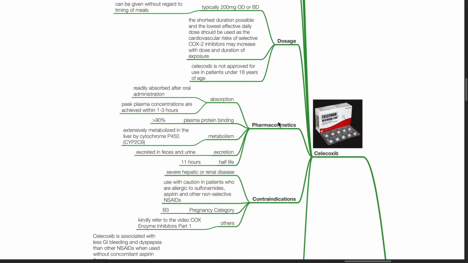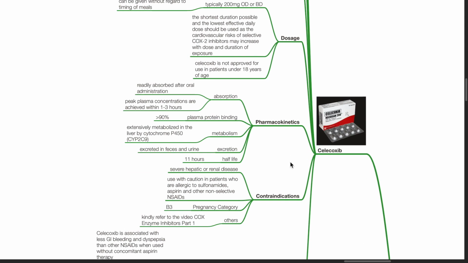Pharmacokinetics. Celecoxib is readily absorbed after oral administration with a peak plasma concentration achieved within 1 to 3 hours. Plasma protein binding is high at more than 90%. Celecoxib is extensively metabolized in the liver by cytochrome P450 enzymes and excreted in the feces and urine. Celecoxib has a half-life of 11 hours.